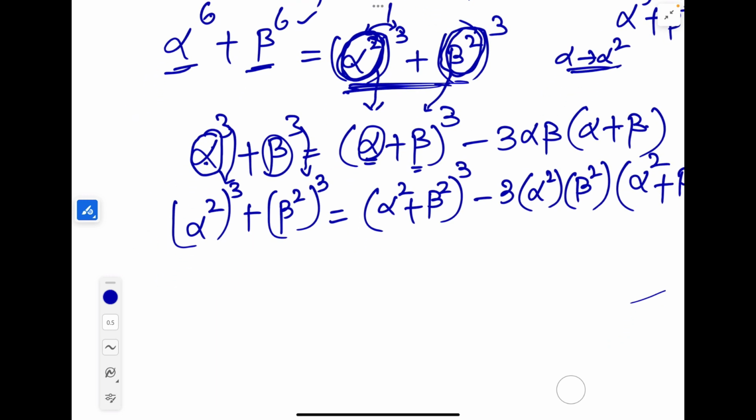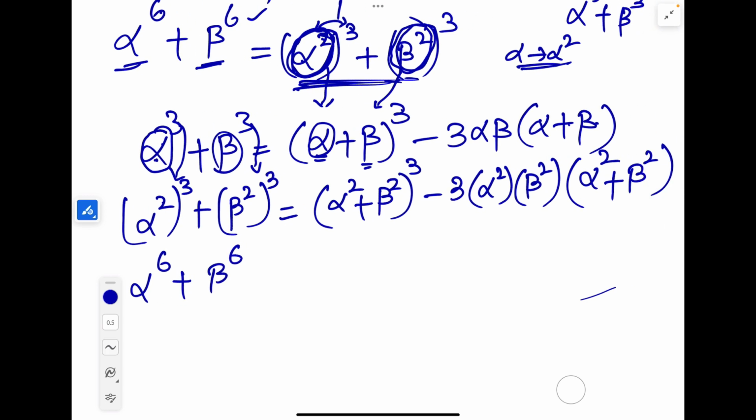Okay? Now see here what we will get: alpha to the power of 6 plus beta to the power of 6. Okay, now don't try to do anything, we are getting this. So observe this part. Okay, so what do we require to get alpha power 6 plus beta power 6? We require alpha square plus beta square.